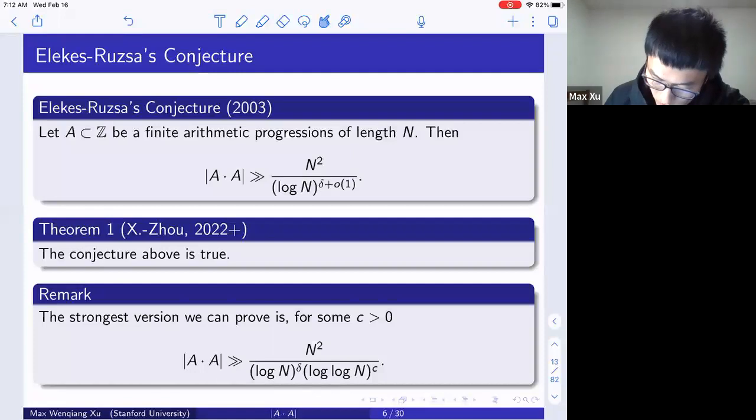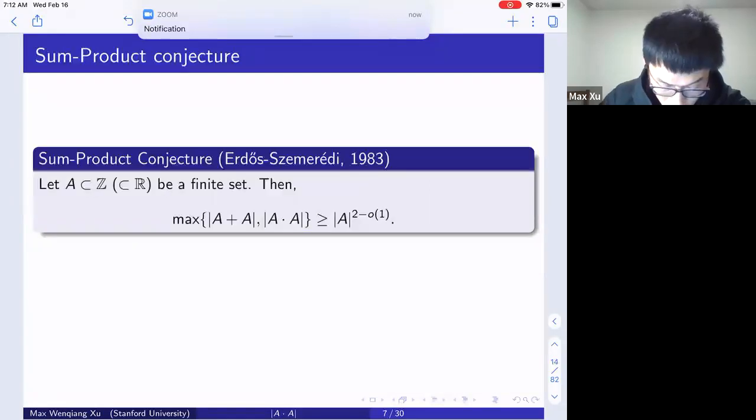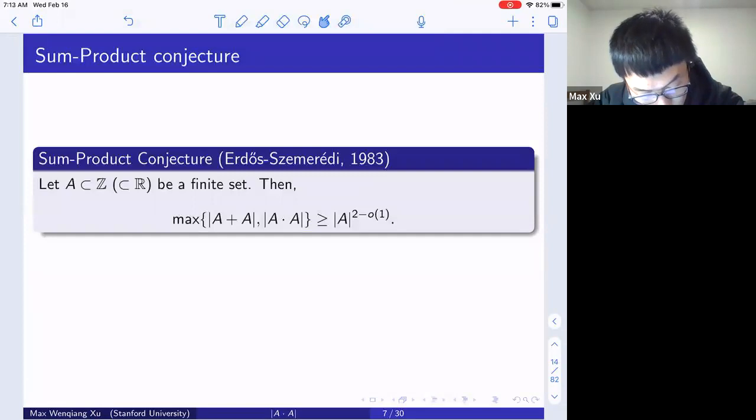So yeah, I will comment later on why I believe we lost some power of log there. So another problem I want to mention is the sum-product conjecture. So Erdős and Szemerédi conjectured, I believe the original conjecture is for integers, but people can also generalize this phenomenon to the reals and complex numbers.